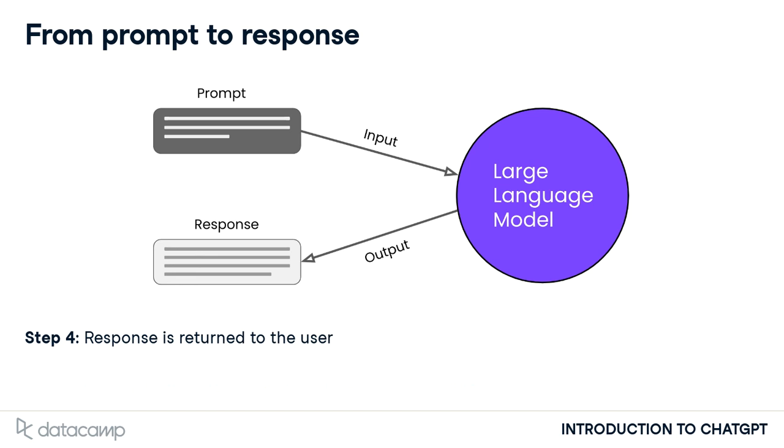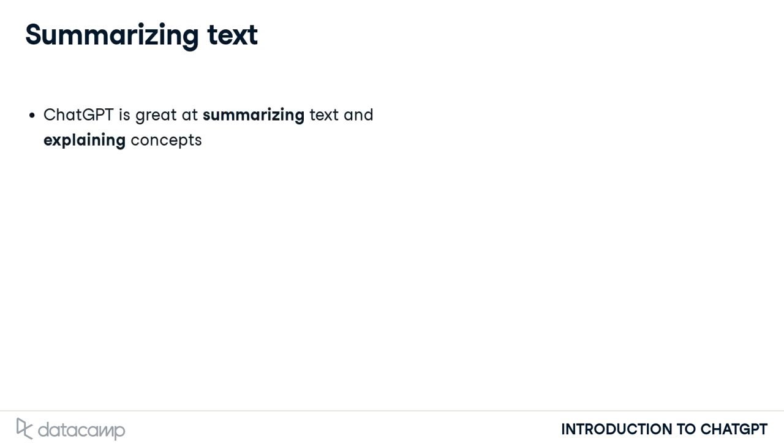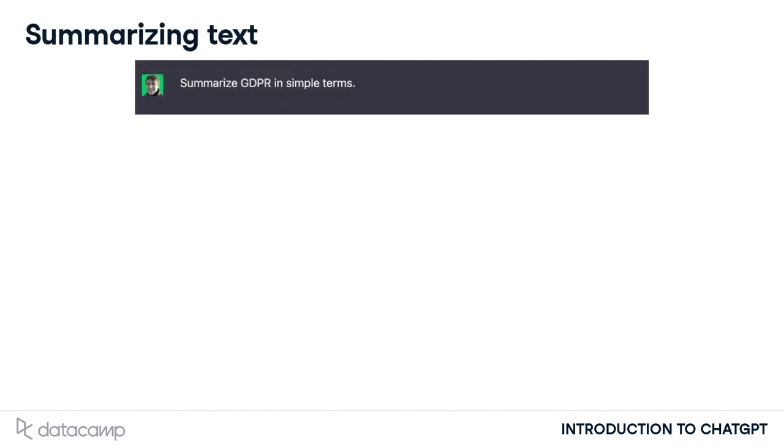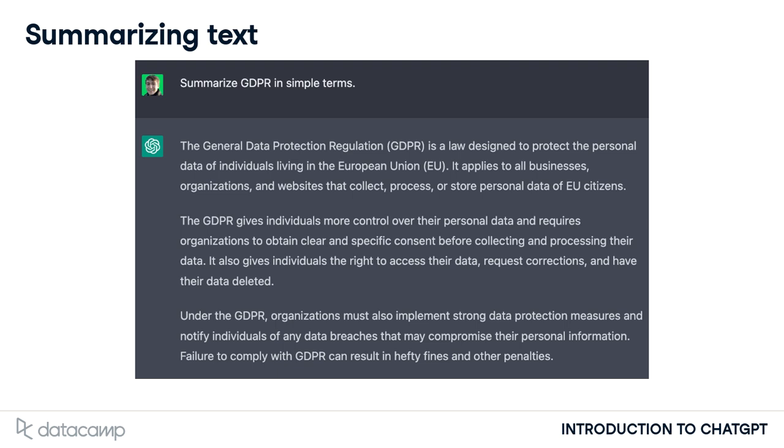Let's see ChatGPT in action with some examples. ChatGPT is great at summarizing text or concepts for a particular audience, which is useful when summarizing reports for different stakeholders or interpreting complex information. Let's write a prompt to instruct ChatGPT to summarize GDPR in simple terms. ChatGPT responds with a summary that contains very few technical details or jargon, while still capturing the key points.